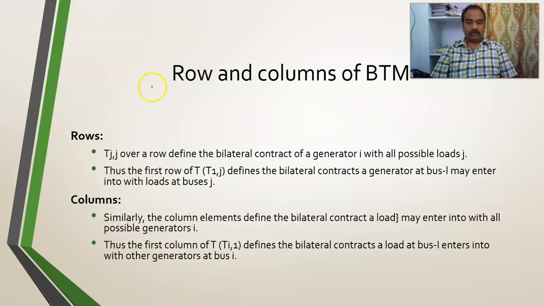Now, how are the rows and columns of the BTM defined? Rows, as you have seen, a particular row defines the bilateral contracts of generator i with all possible loads. Thus, the first row of the T matrix defines the bilateral contracts a generator at bus 1 may enter into with loads at buses j.